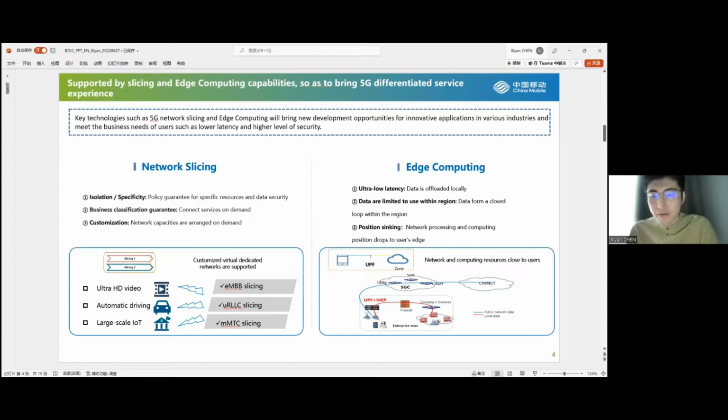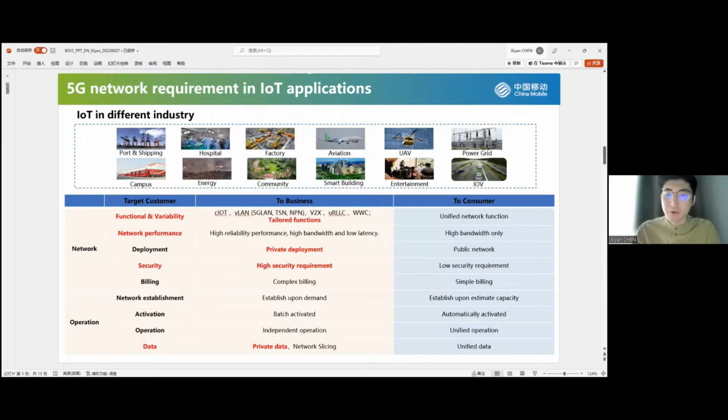So compared to 4G, the 5G network has more... The 5G network is more suitable for modern industrial production rather than for consumers.